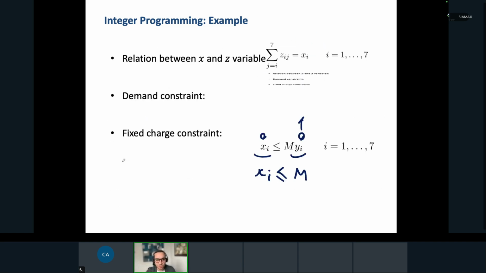Let me continue this one. We have the fixed charge, as I said. When y is equal to 0, x should be equal to 0. When y is equal to 1, which means that we consider we are producing this box, then x should be as big as it can be.